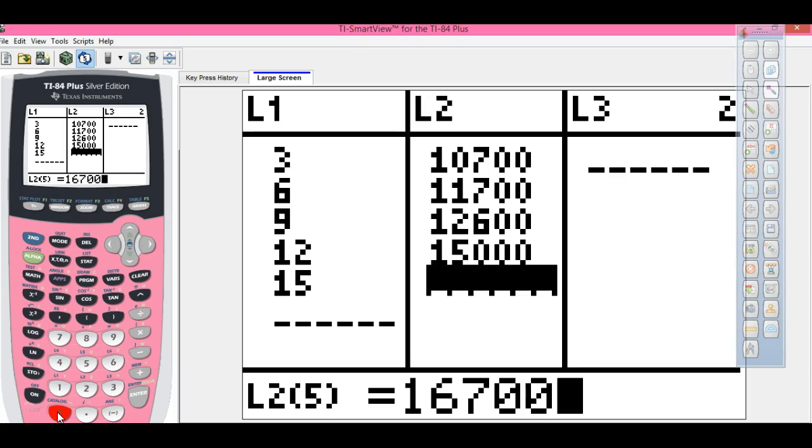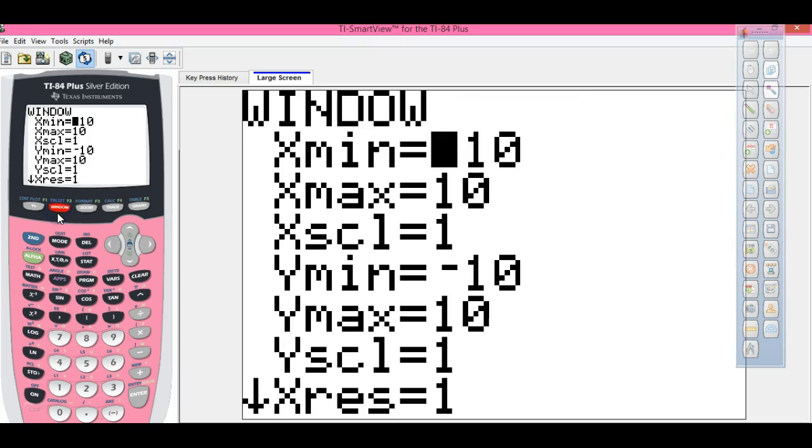Now what does it say to do? Window. Press window. What does it say your x min should be? 0. What does it say your x max should be? Your highest x value. What was our highest x value? 15. What does it say your x scale should be? How many you went up by? In this case, since we only go to 15, we can leave it at 1, right? But if you went up by hundreds, you would change that to 100.